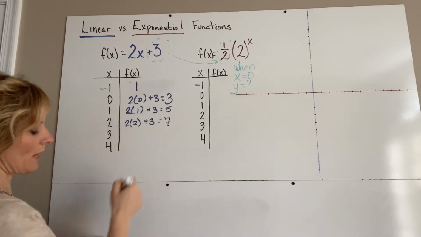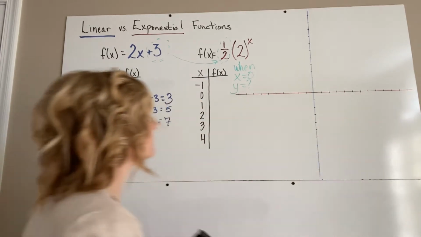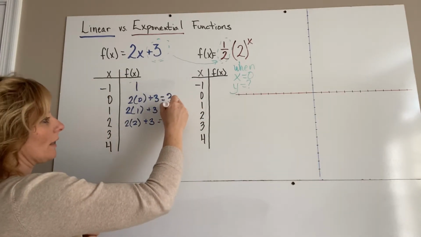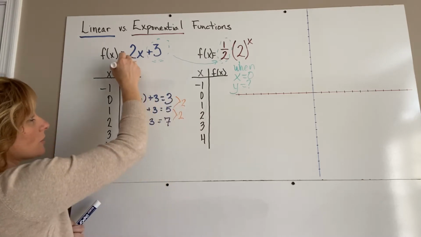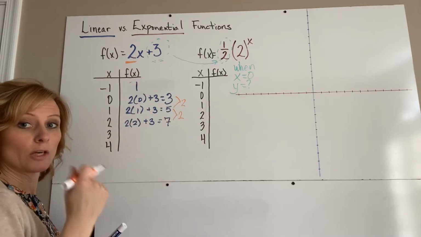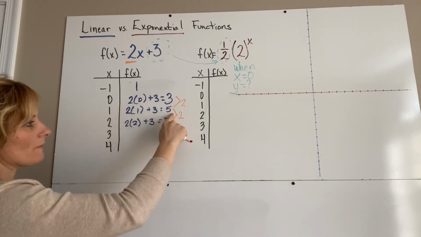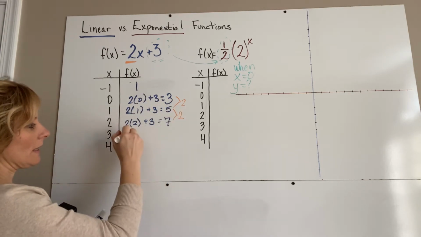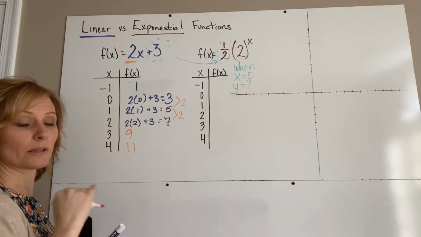What are we noticing? What is this growing by each time? We can tell that it's growing by 2. There's that 2 right there, okay? So we know that the next one, because the change is constant, we know the next one, 3, 5, 7, 9, and 11. Okay, that is our linear function.